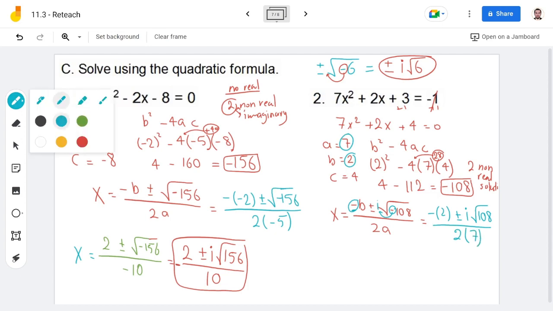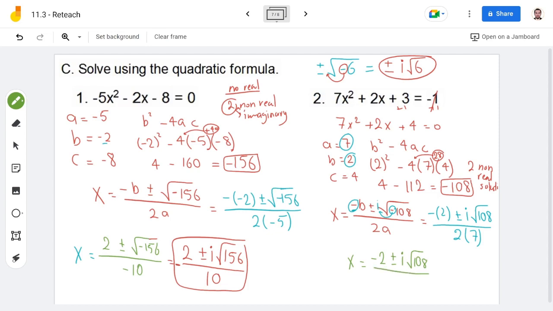Now let's simplify the last thing. So now x is equal to negative 2 positive negative i square root of 108. Do I have a square root for 108? No, I don't have a square root of 108. Over 2 times 7, which is 14. So this is the final answer.